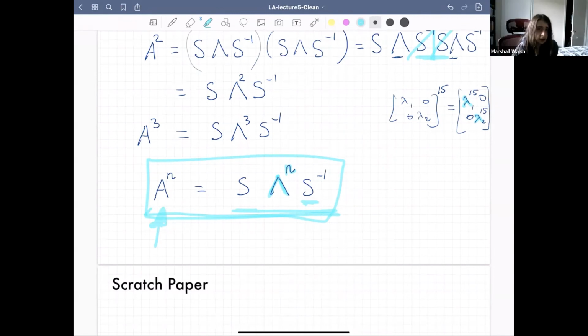I have a question. Yes. What do you do when S is not invertible? Because I think the question on the practice sheet was like that. Oh, was there a question like that on the practice sheet? I think I gave you all invertible.